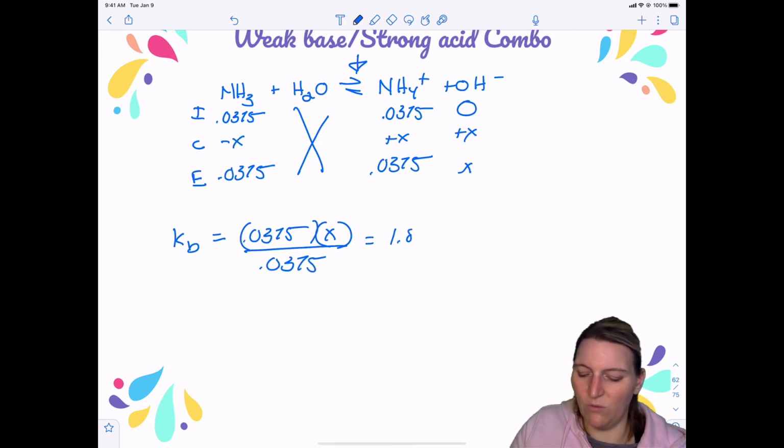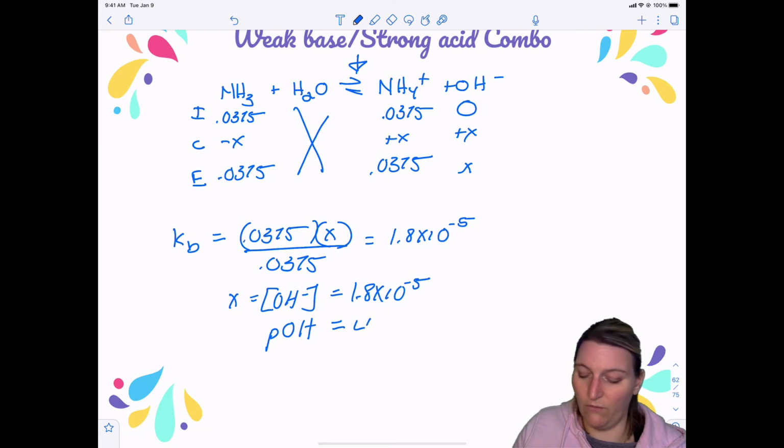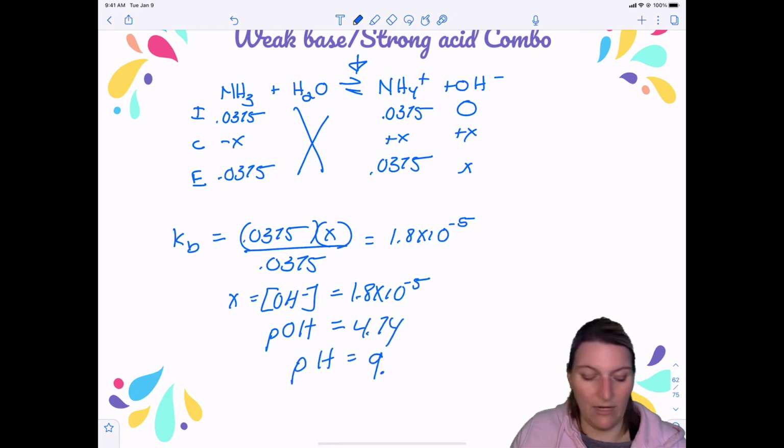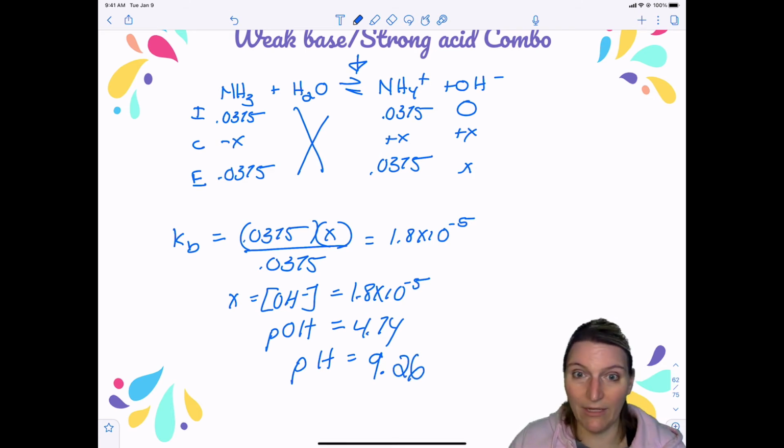We know Kb is 1.8 times 10 to the negative fifth, so that means X, which is the concentration of OH minus, equals 1.8 times 10 to the negative 5. pOH is equal to 4.74. So the pH is, of course, 14 minus that, 9.26. Okay, so same calculation that we did before with the acid, we're now doing starting with a weak base.